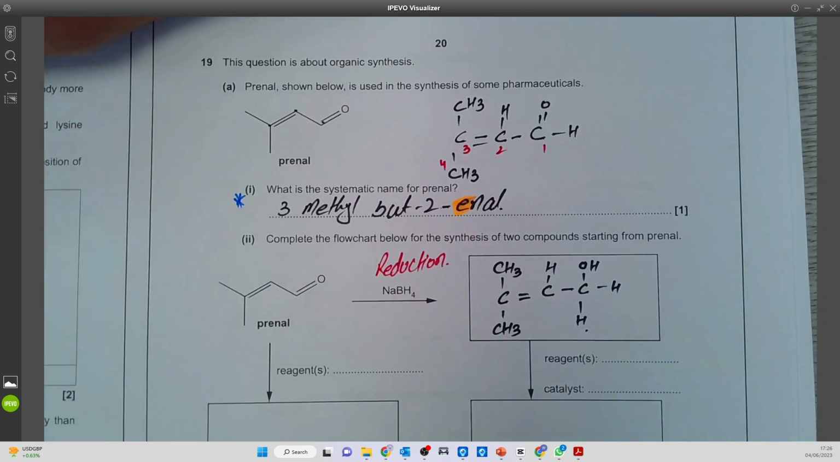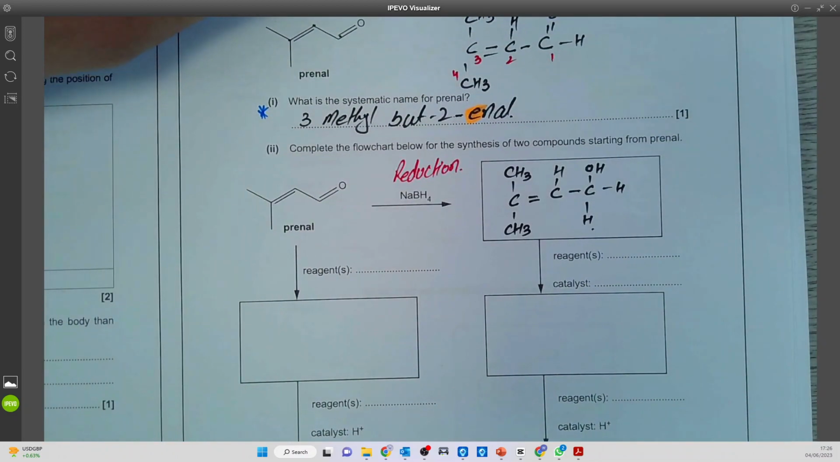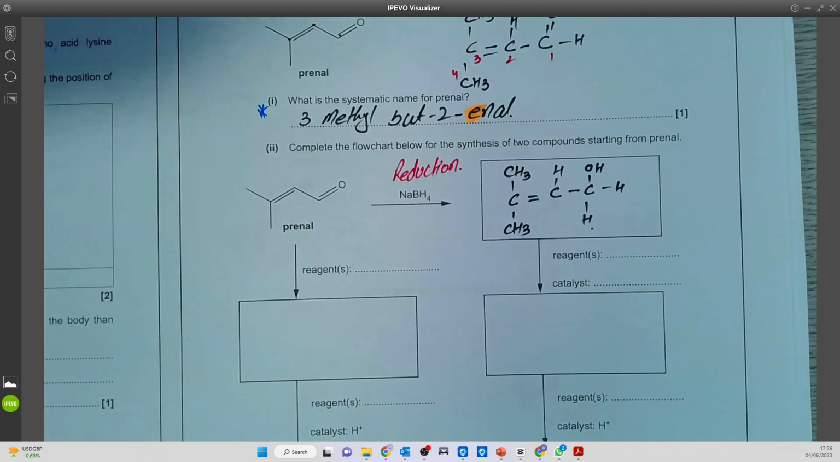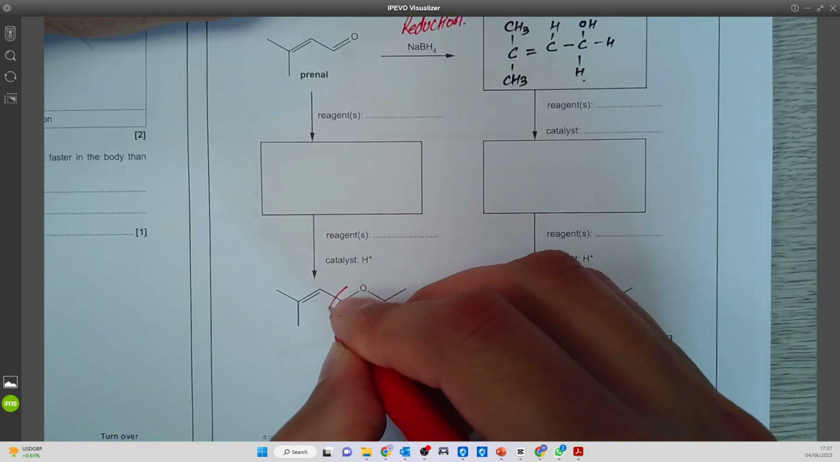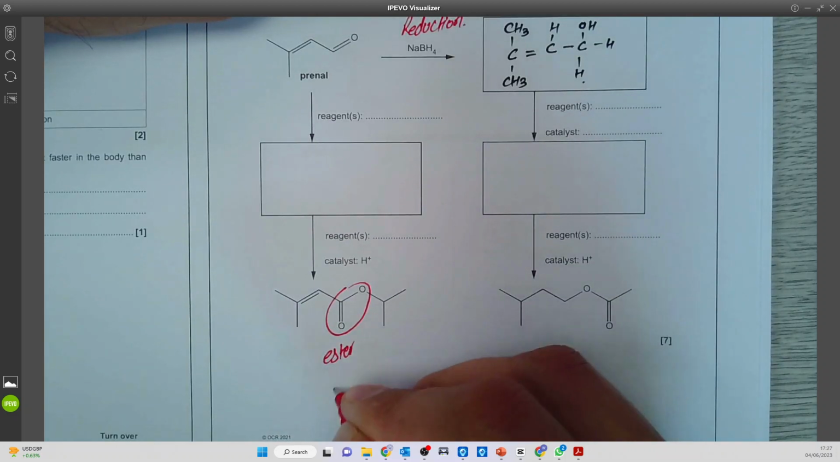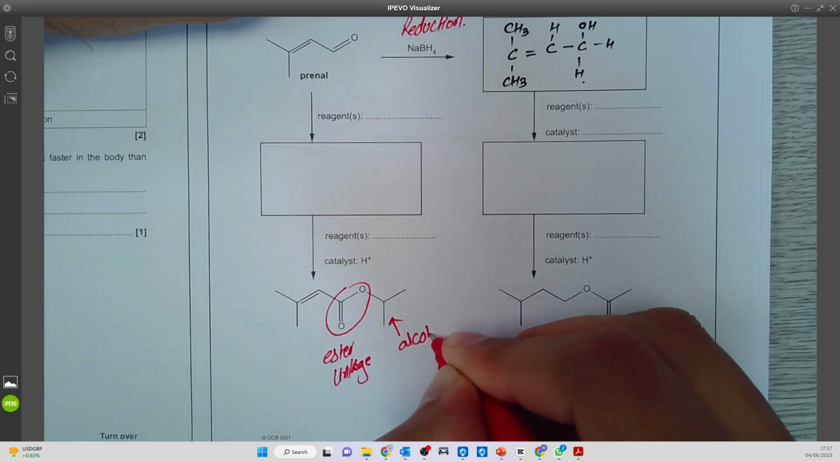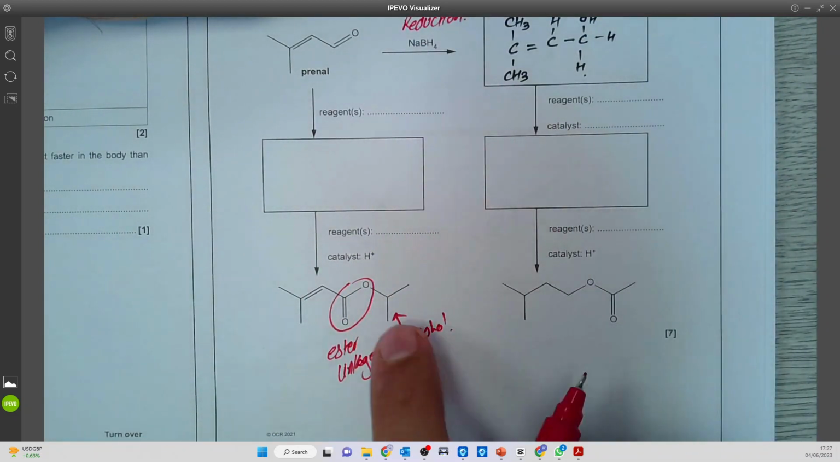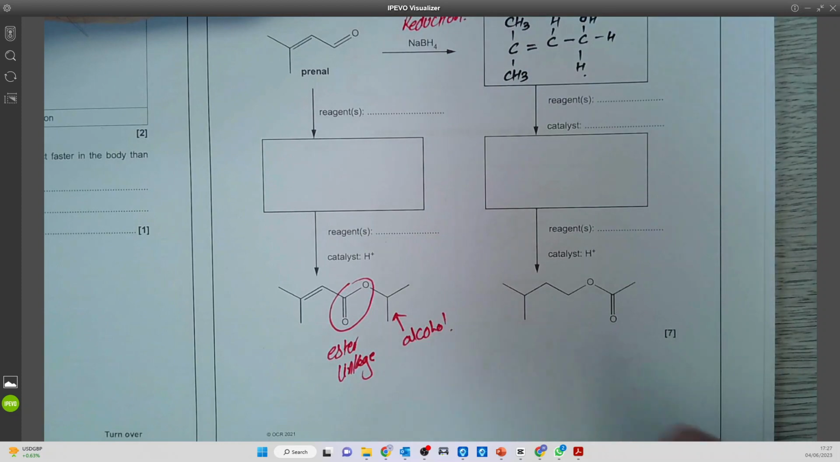Okay. Now, what is happening on the next stage? They've changed this one into something else. What is that something else? If you look at this section at the bottom, this is my ester linkage. So this means this is my alcohol. If I go backwards here, the reagent will be alcohol. How many carbons are in this alcohol? 1, 2, 3. So which alcohol will it be?